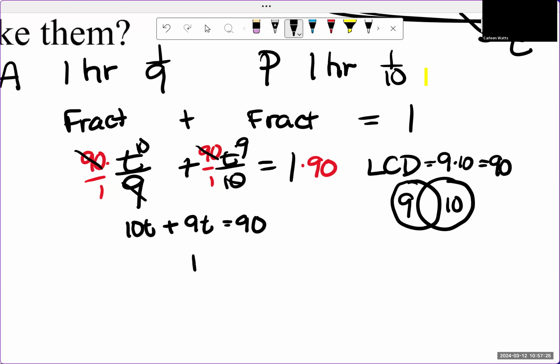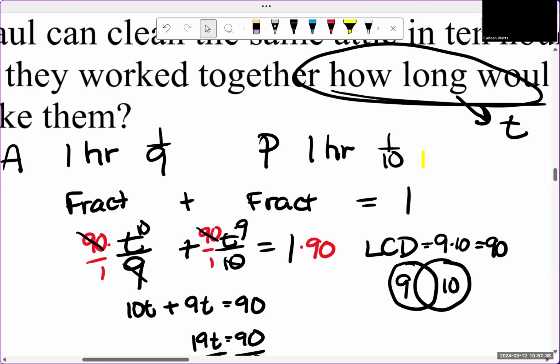Combine like terms. 19t is equal to 90. And divide. Now, let's go back up here.